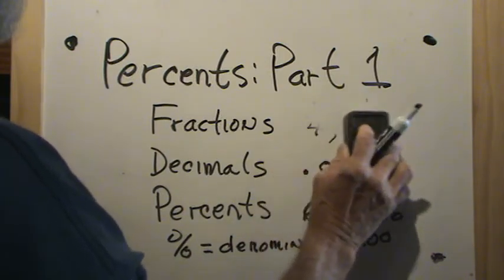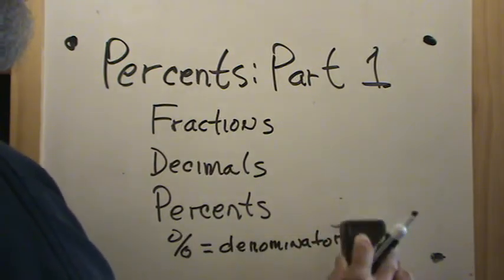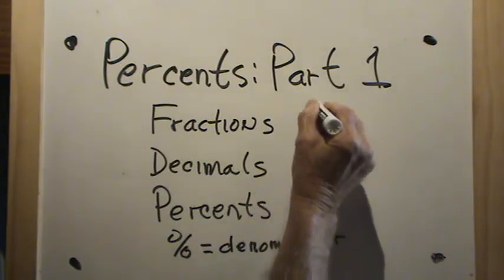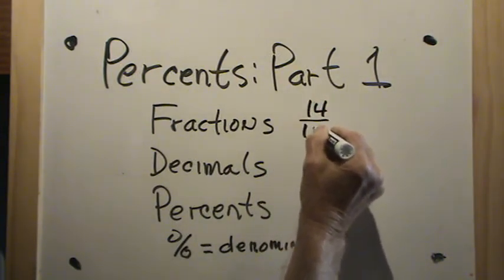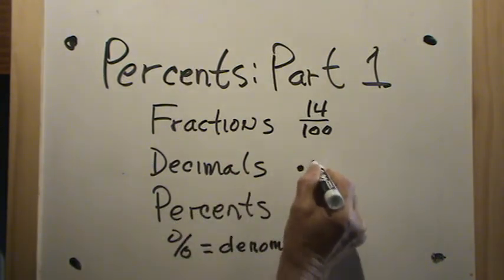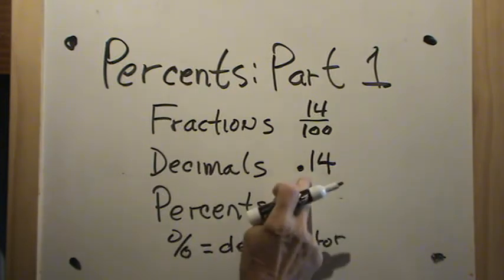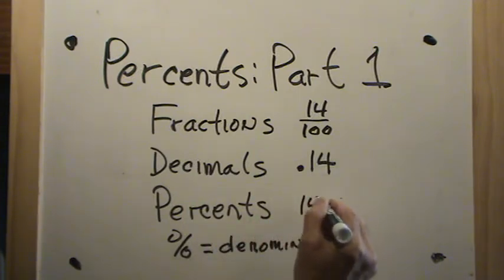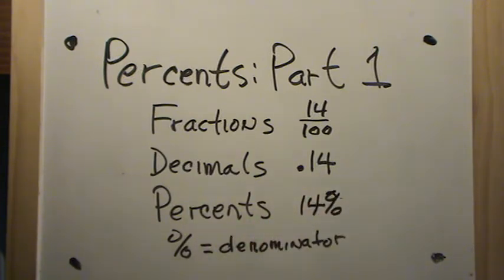So let's take a look at something. Let's take a look at the fraction 14/100ths. Well, in fraction form, that's 14/100ths. In decimal form, 0.14. And in percent, 14%, or 14/100ths, because the percent sign means denominator 100.